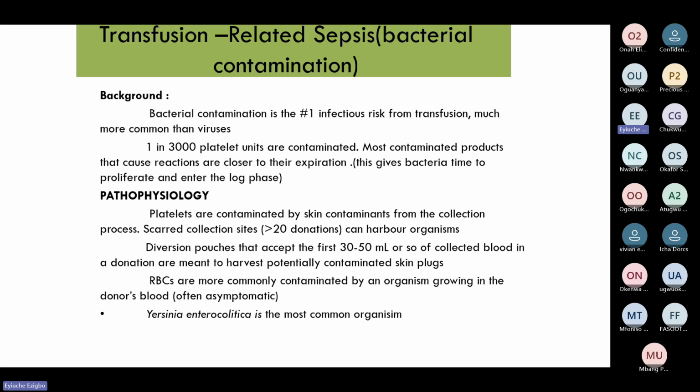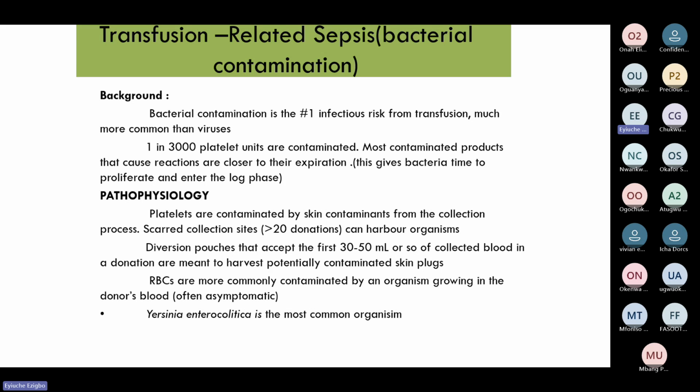Okay, pathophysiology. Platelets are contaminated by skin contaminants from the collection process, because how many persons do we have to bleed to get enough platelets? Up to 20 donors can harbor organisms. So we advise using diversion pouches that accept the first 30 to 50 mLs or so of collected blood in a donation, meant to harvest potentially contaminated skin plug. So diversion pouches can help eliminate this problem to some extent.